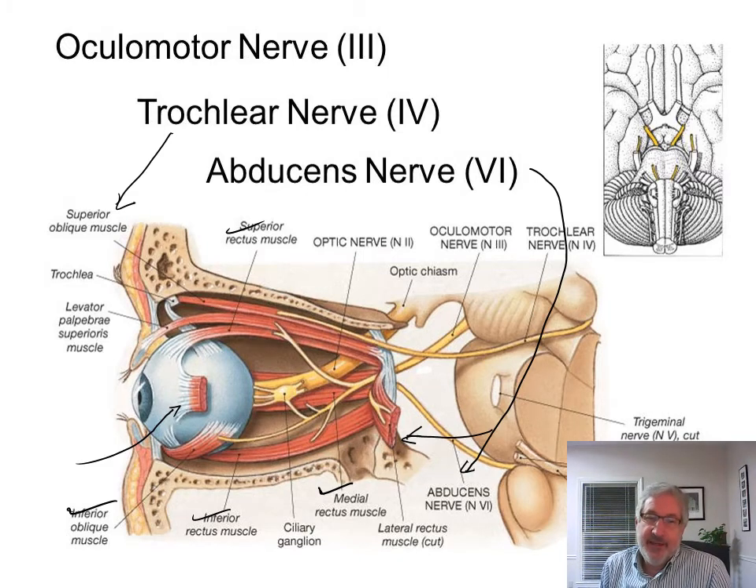Then there are the ciliary muscles of the eye, and also for the oculomotor, the levator palpebrae superioris muscle, which lifts up the upper eyelid, as you can see right there. So there's the innervation from the oculomotor nerve, cranial nerve 3, trochlear nerve, cranial nerve number 4, and abducens nerve, cranial nerve number 6. Okay, next slide.